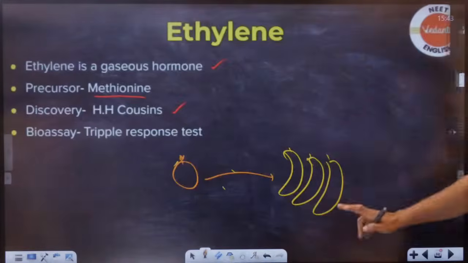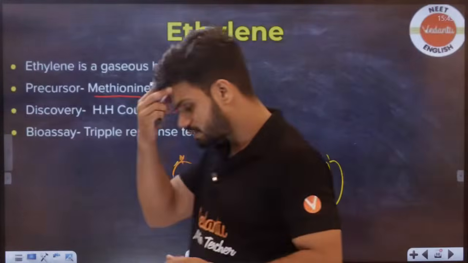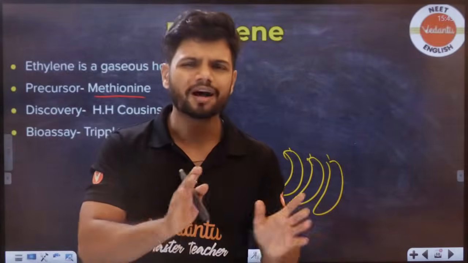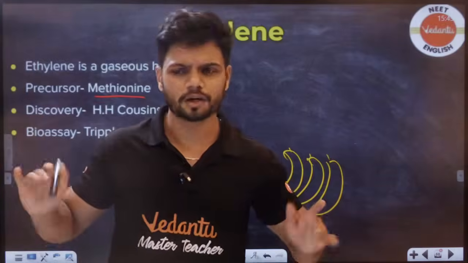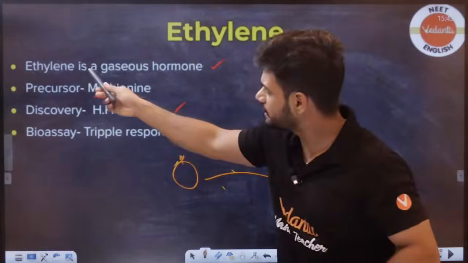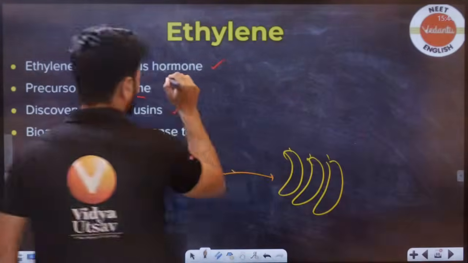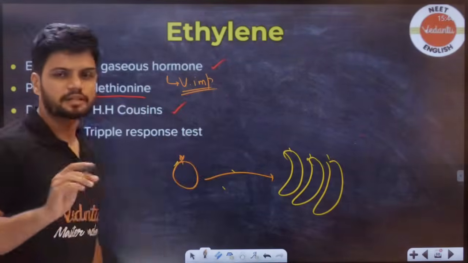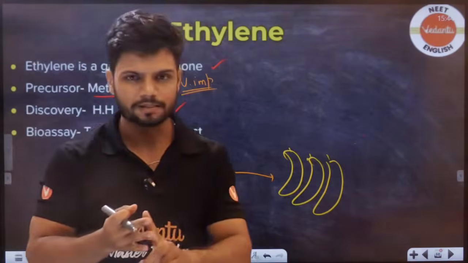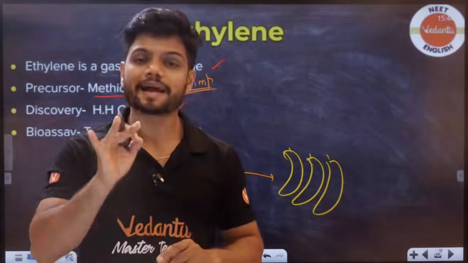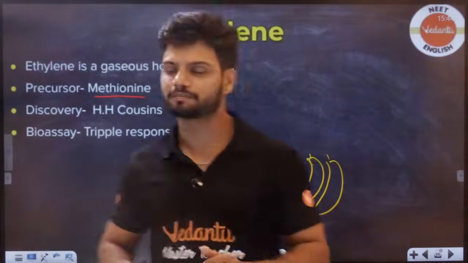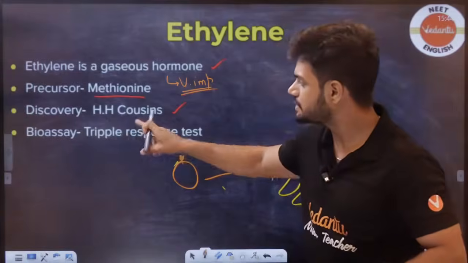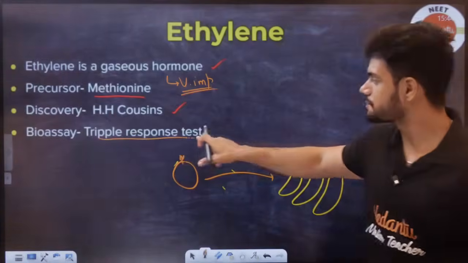Okay, now students, ethylene. It does promotion and also growth inhibition. Dual function. Dekho, ethylene is a gas, students, very important point. First of all, these hormones till now, auxins, gibberellins, cytokinins, are liquid in nature, but ethylene is a gaseous hormone. Precursor is methionine. Discovery by H.S. Cousins, and the bioassay is called the triple response test.